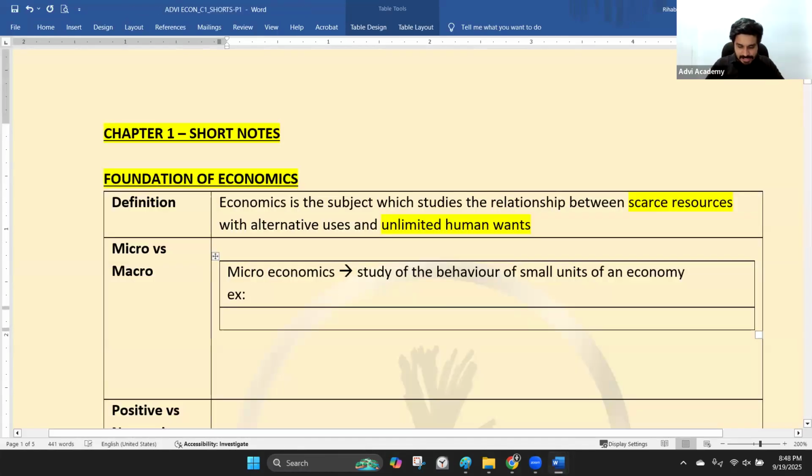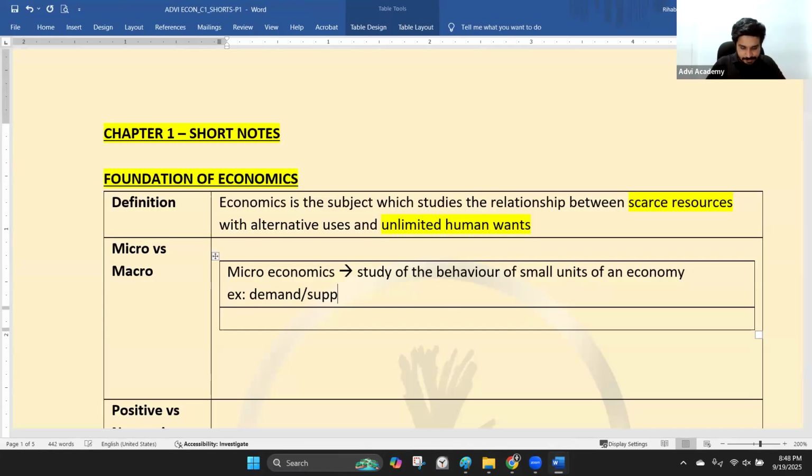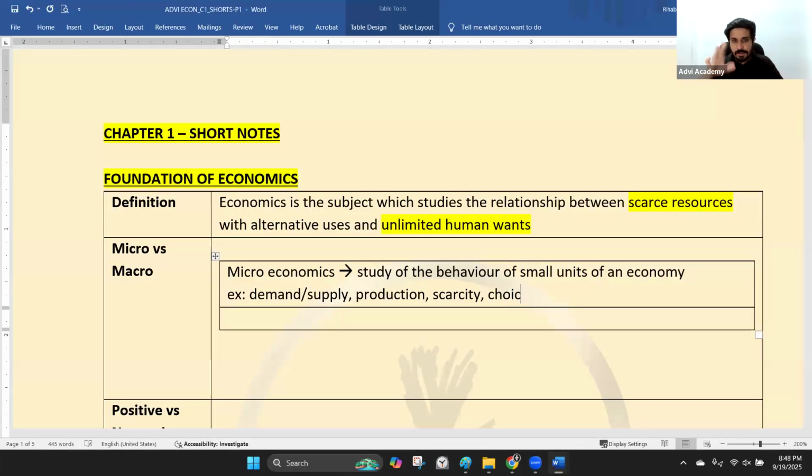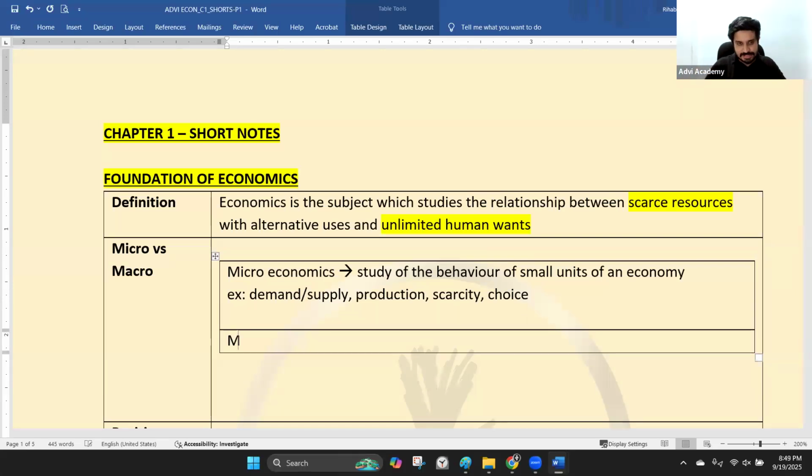I'm going to give you a list here. I'm going to say demand and supply. I'm going to say production. Then I'm going to say scarcity, and I'm also going to say choice. So these are usually your chapter 1, chapter 2, chapter 3, chapter 4 in your economics syllabus, and that is all microeconomics. Your macro actually starts from chapter 5. Chapter 5 is macro.